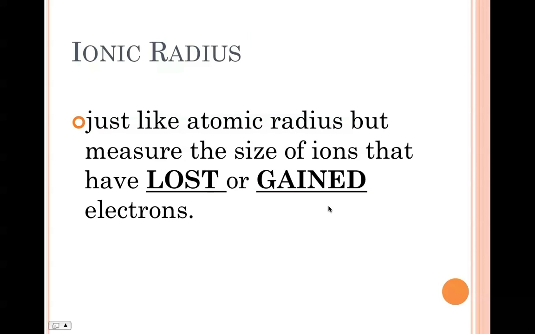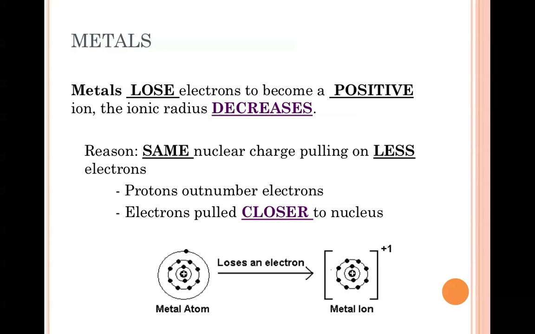All right, so now we're going to switch gears a little bit and talk about ionic radius. We've talked about ions before. This is when they've lost or gained electrons. So now we just want to know what happens to the size of the ions. For metals, when they lose electrons and they become positive ions, the ionic radius is going to decrease. We have the same nuclear charge pulling on less electrons. Because our protons outnumber our electrons, the electrons are pulled closer to the nucleus. So we make a smaller ion.